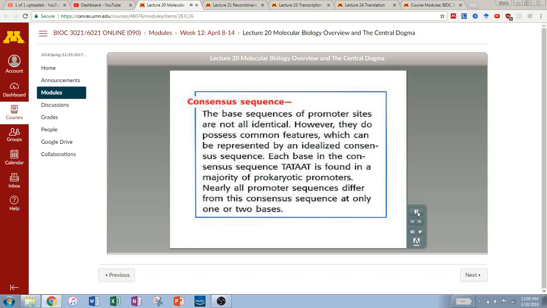Transcription is initiated on the DNA template starting downstream from promoter sites containing consensus sequences. Consensus sequences are similar to each other in base composition and sequence, but an individual promoter sequence may vary from the consensus sequence by 1 or 2 bases.